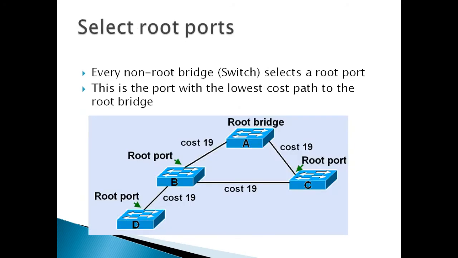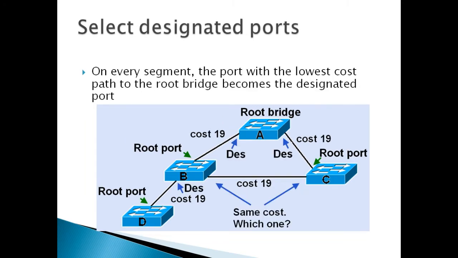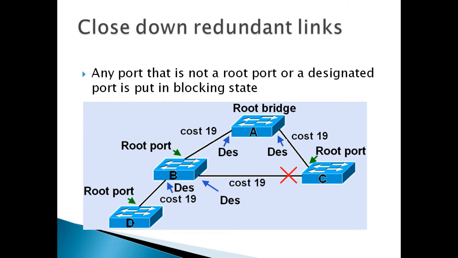Select root ports. Every non-root bridge switch selects a root port. This is the port with the lowest cost path to the root bridge. Select designated ports. On every segment, the port with the lowest cost path to the root bridge becomes the designated port. Close down redundant links. Any port that is not a root port or a designated port is put in blocking state.